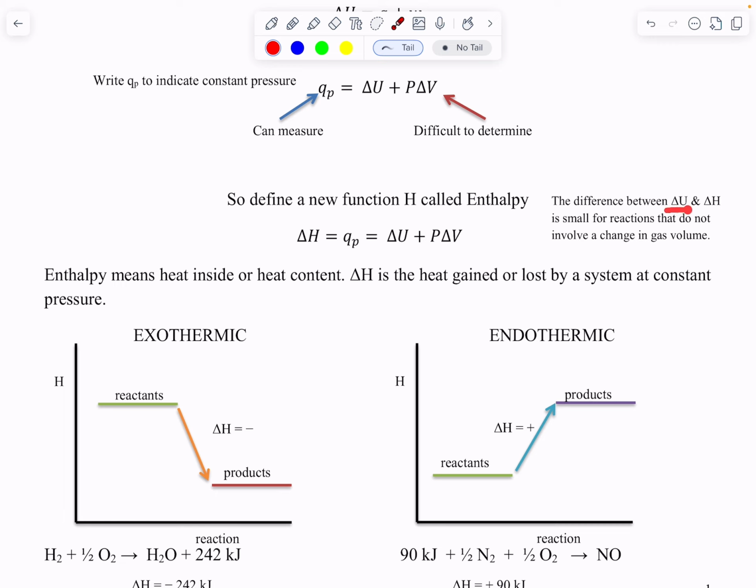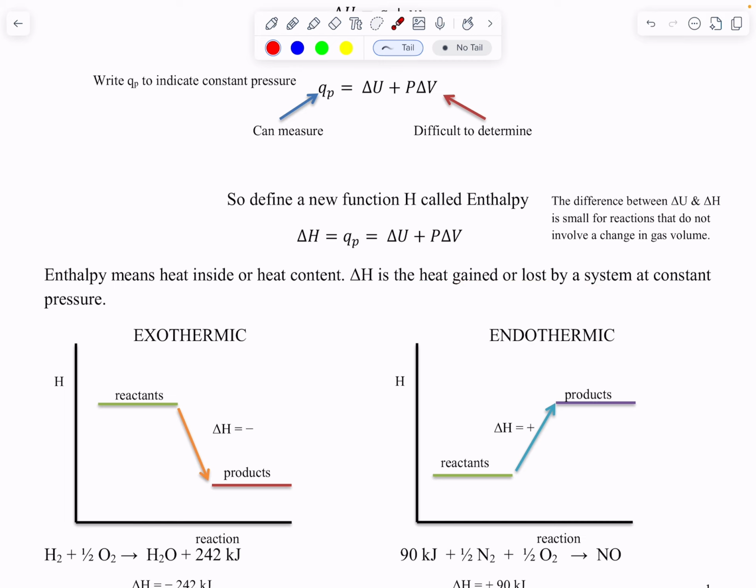The difference between delta U and delta H is small for reactions that do not involve a change in gas volume. So when we're talking about liquids and solids and that type of thing, delta U and delta H are pretty close. Now, if you're doing gas expansion, the change in volume is big, and so it's going to change. So enthalpy means heat inside or heat content. And so, as you can see, delta H is the heat gained or lost by a system at constant pressure.